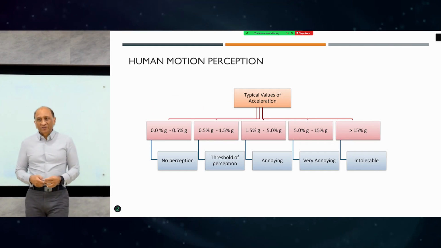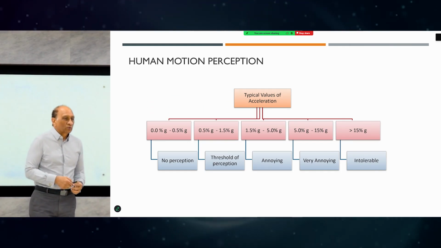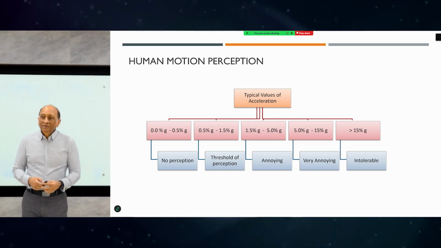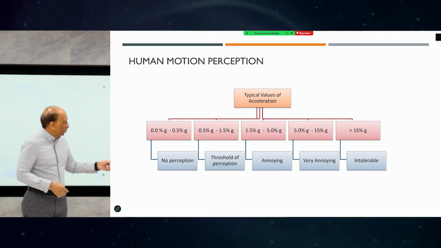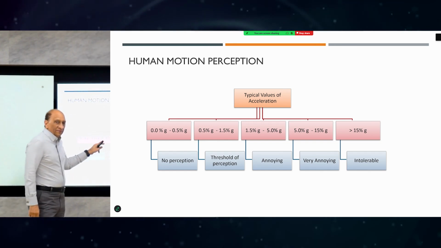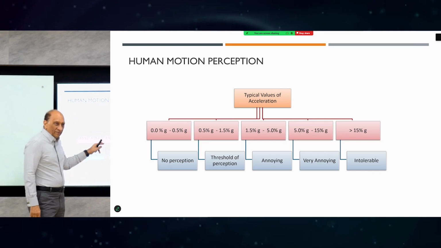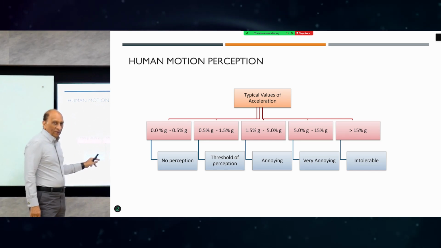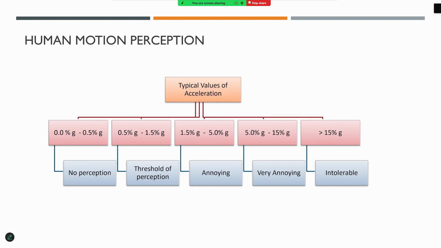Human perception of acceleration is very important, the last item I told you. Normally we have to limit the acceleration to a small value. 0.5% of G, no perception, people cannot feel it. And if it is more than 15%, people will just not be able to tolerate it, they fall down, right? So normally the threshold limit is here, less than 1.5% of G.